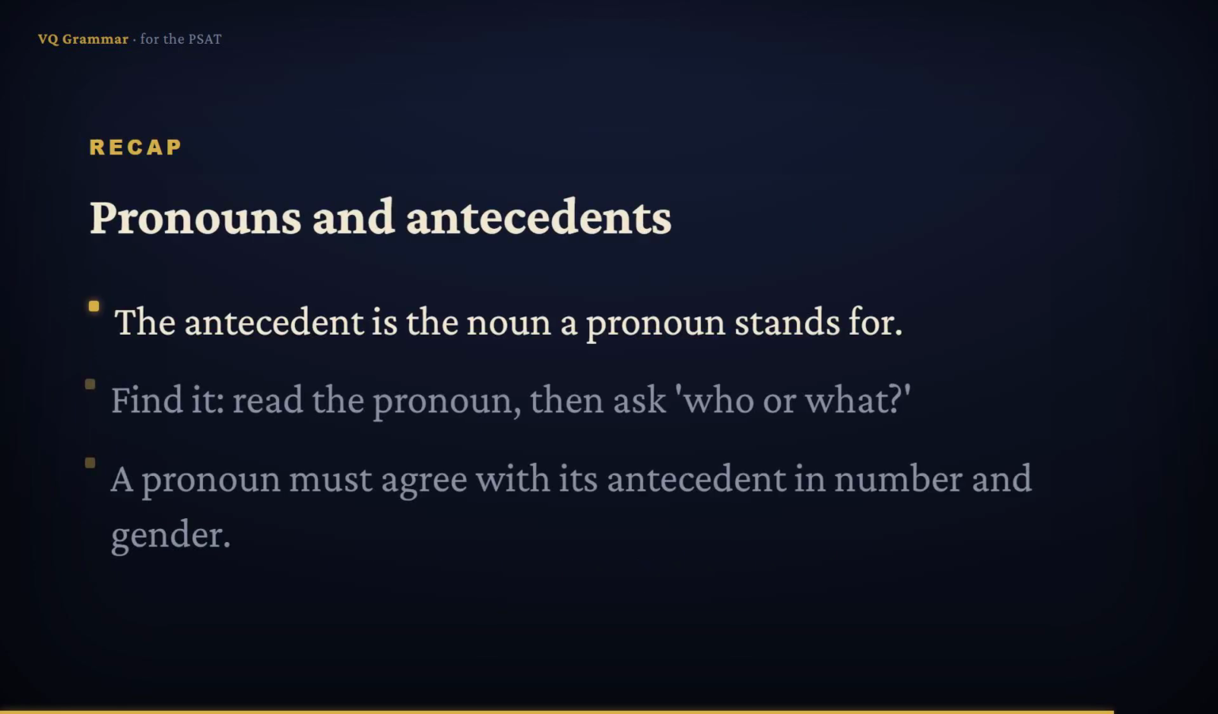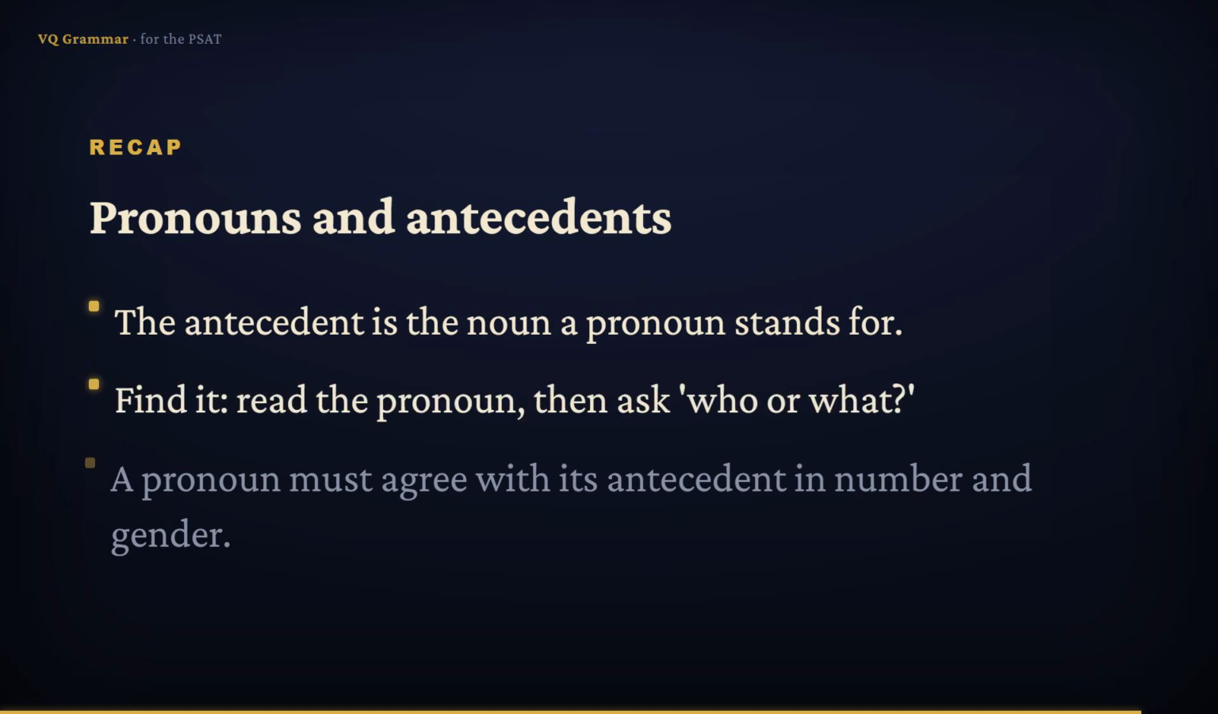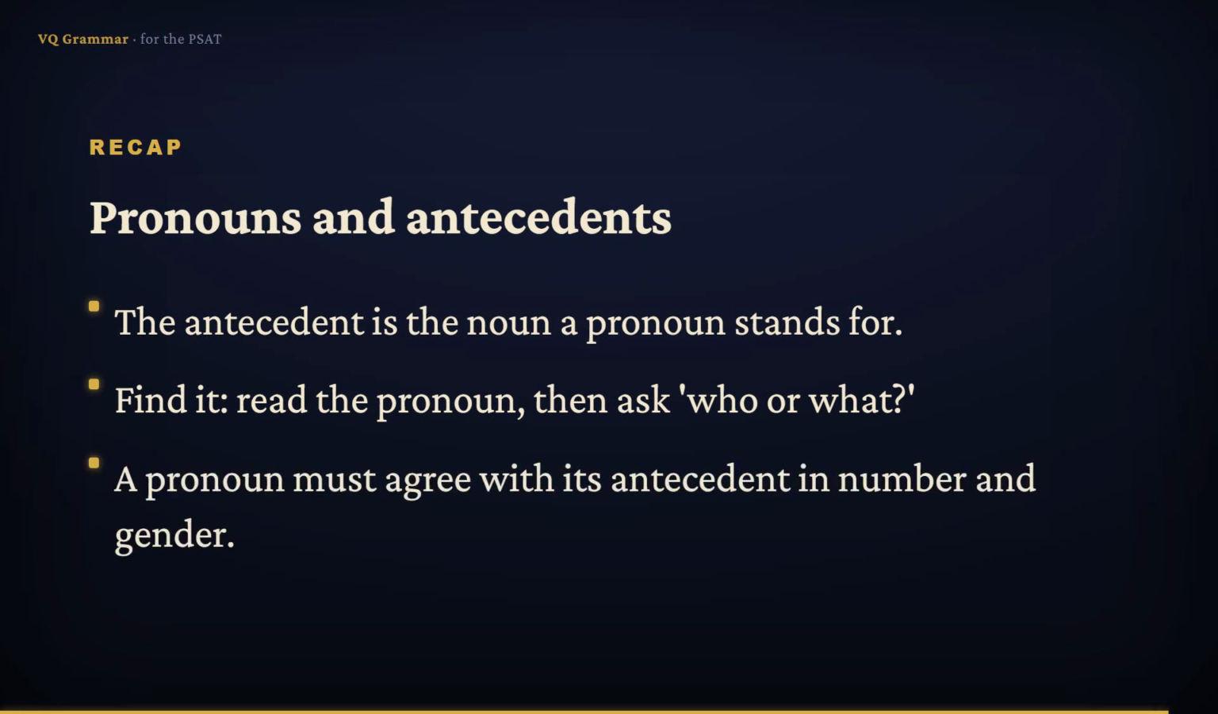Let's wrap up. The antecedent is the noun a pronoun stands for, the word it points back to. To find it, read the pronoun and ask who or what it means, and the noun that answers is your antecedent. Then check agreement. A pronoun must match its antecedent in number, singular or plural, and in gender. And make sure there's just one clear noun it could mean. Find it, match it, keep it clear.